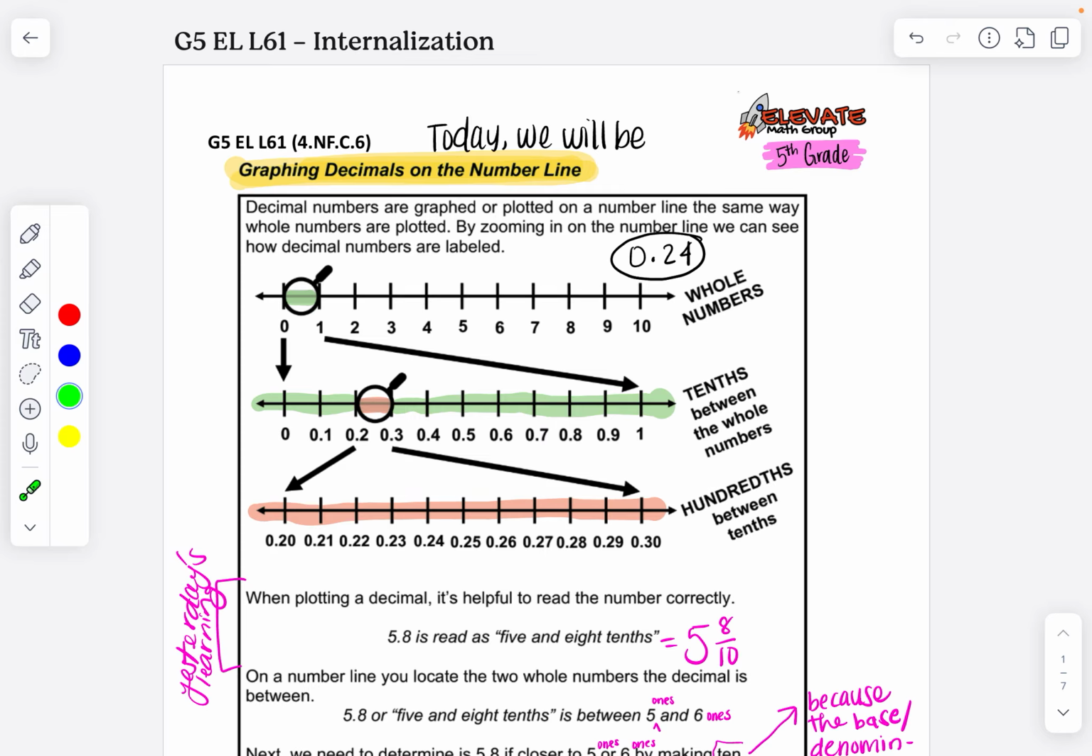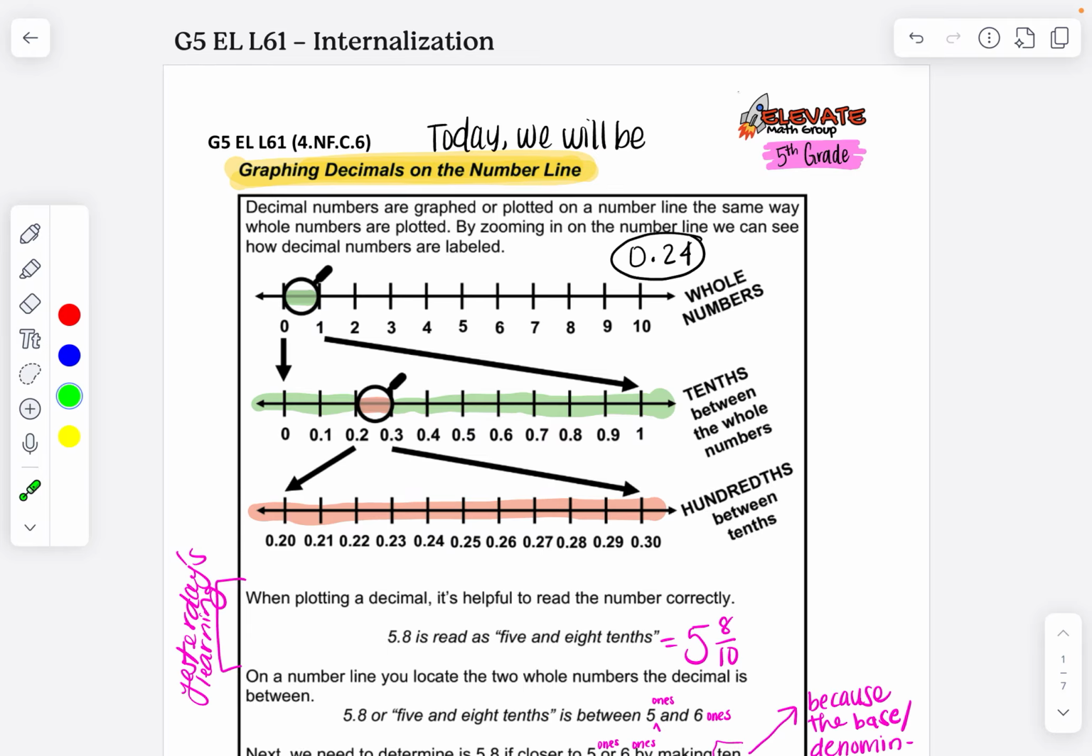The first thing that we would want to ask ourselves is, okay, between which of these whole numbers on the number line does 0.24 go between? And so students should be able to identify that between 0 and 1, 0.24 should land. Somewhere in between here is where 0.24 should land. However, it's very, very hard for us to see exactly where it would go.